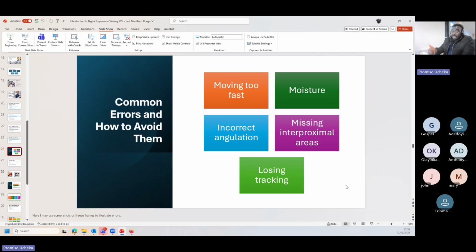Missing interproximal areas, which I have shown you, and losing track. This is very important. When you go through the sequence, you don't want to lose track of where you are, so you should not be distracted when you are doing it. You're just taking those pictures consistently, moving in the same direction. And when you go to the end, you switch over to the other end, following the angulations that you've been shown. And then you go all the way around, maintaining track of where you are going.